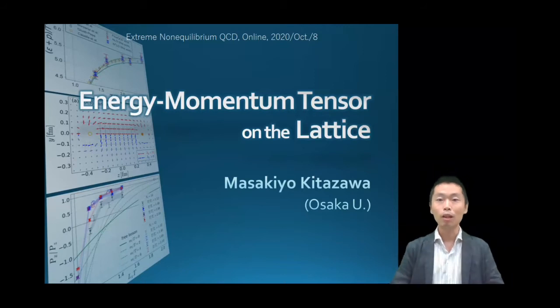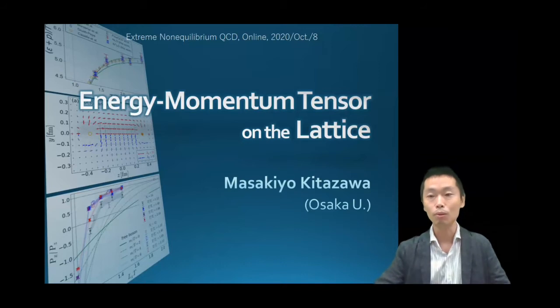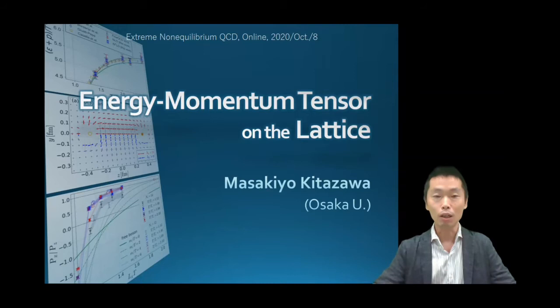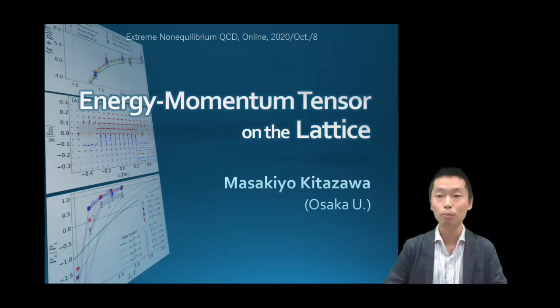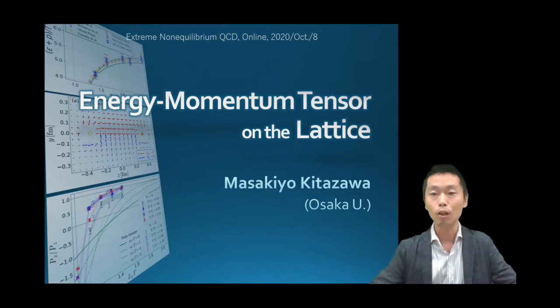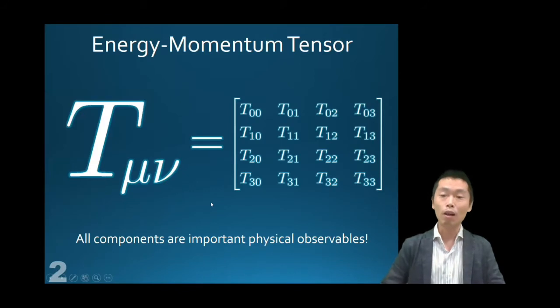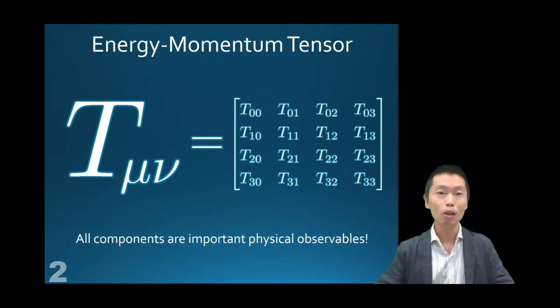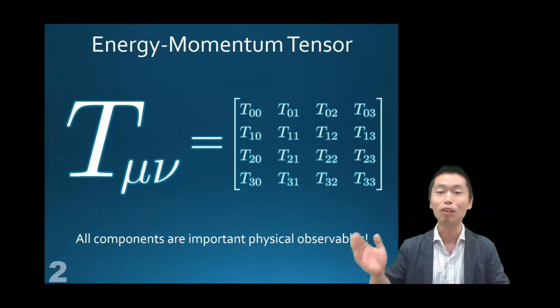Today, I'd like to talk about the energy momentum tensor on the lattice, especially focusing on our recent study to carry out the numerical analysis of the energy momentum tensor using the so-called gradient flow. I think we do not need many words to motivate why we should study the energy momentum tensor. Now I abbreviate energy momentum tensor as EMT.